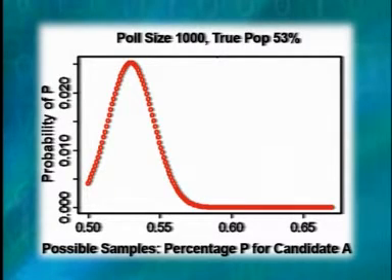Remember the last lecture about hypothesis testing? Well, let's do a hypothesis test here. Let's consider the null hypothesis that the world really contains 53% for candidate A.